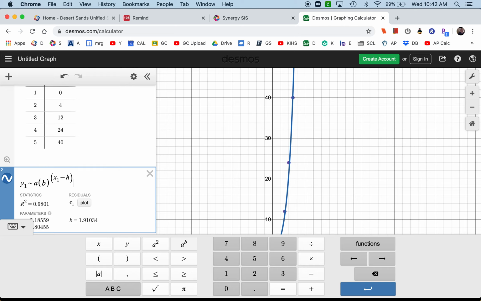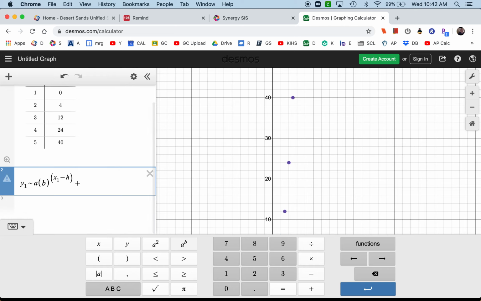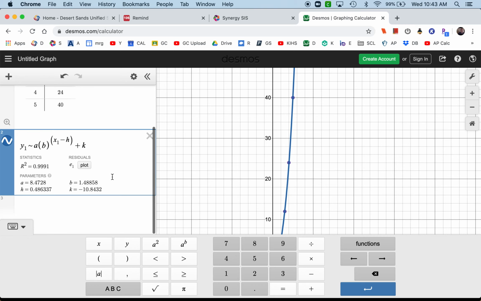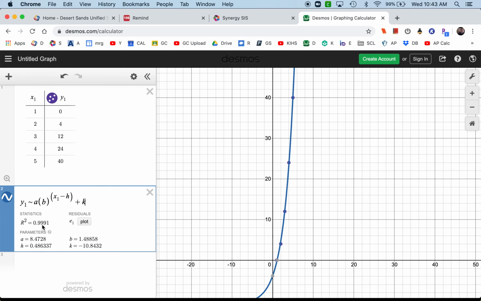Now that x1 subtract h is that hk form of an exponential. I'm going to move the cursor and then I'm going to put down plus k so you can see the hk form of an exponential. Now, a few things I'm looking at here. It gives me an a value for those data points. First of all, if I look at the line itself, I can tell that they go right through those points very closely. So it isn't a bad model at all. This model feels like it goes through most of the points that we're talking about.